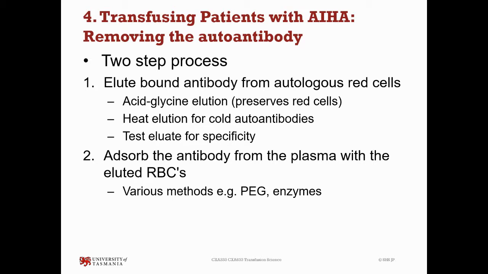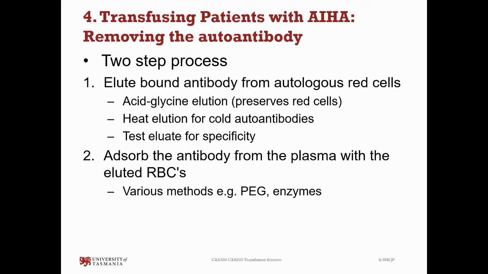But what we need to do is remove the autoantibody, and this is a two-step process. The first thing we have to do is elute the bound antibody from the patient's red cells. And there are three ways that are normally used to do this.